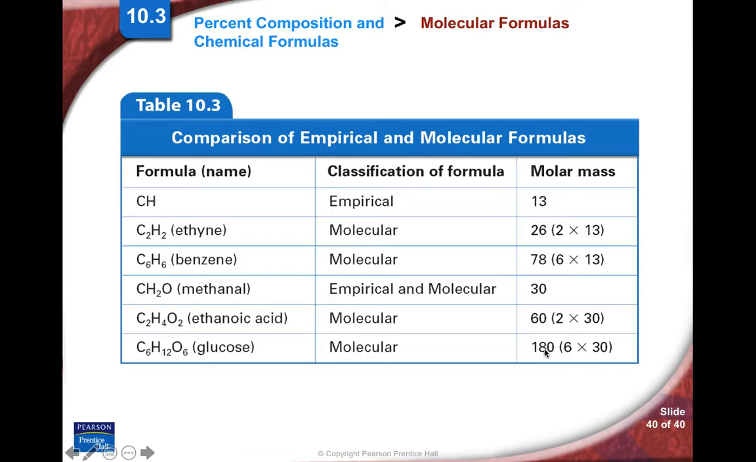And then the mass of glucose is 180 divided by 30 is 6. So 6 times 1 is 6. 6 times 2 is 12. 6 times 1 is 6. Remember, the 1's understood in a chemical formula.